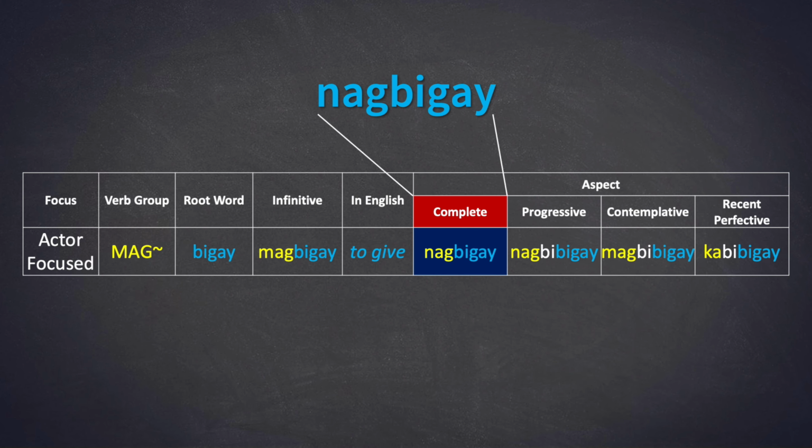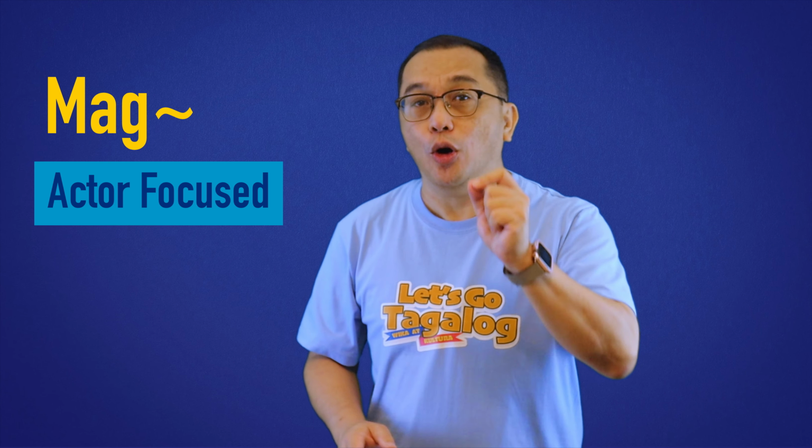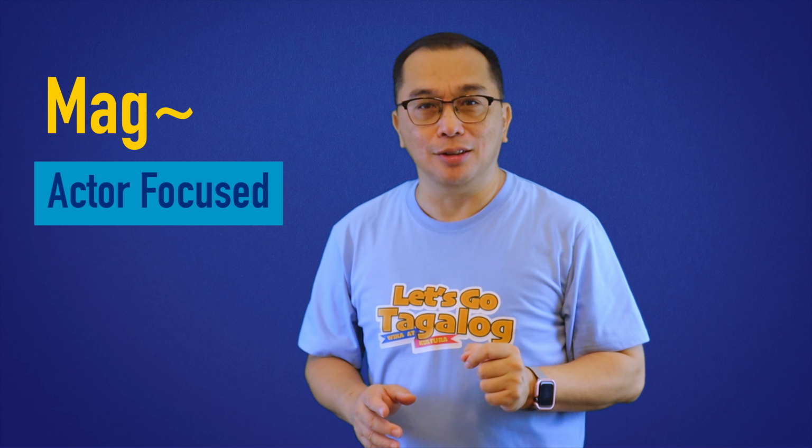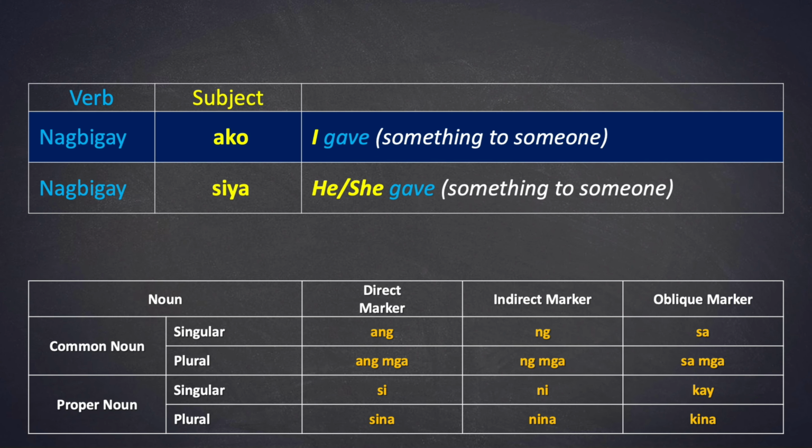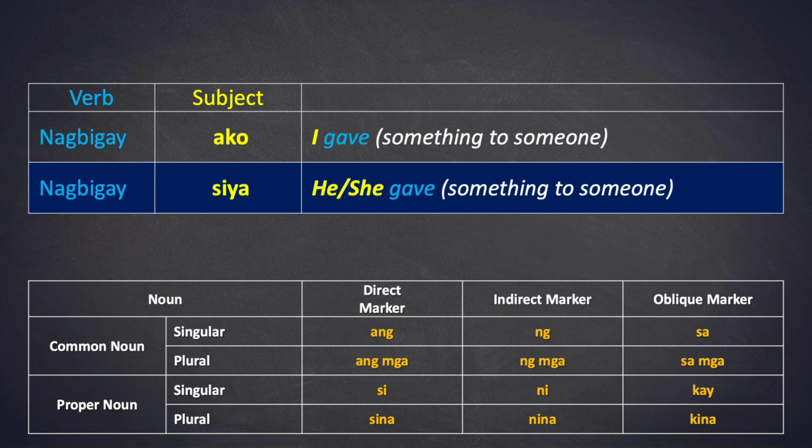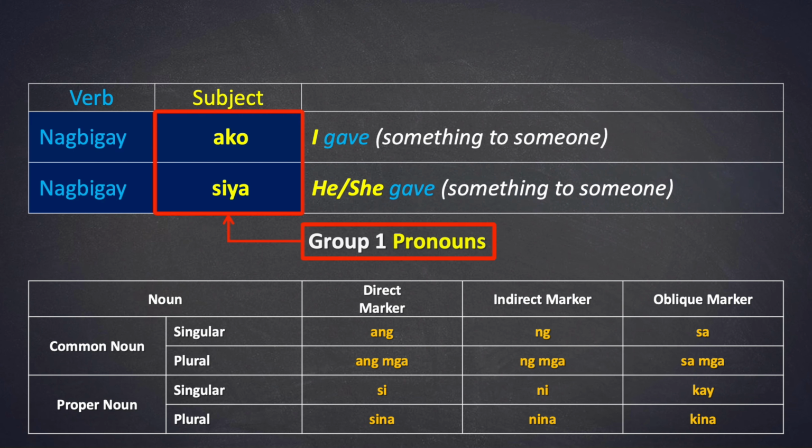Let's use the verb nagbigay, the completed form of the infinitive verb magbigay, to give, an actor-focused verb. Let's start with simple phrases. Remember, mag verbs are actor-focused verbs which focuses on the actor or the doer of the action. Let's take a look. Nagbigay ako. I gave something to someone. Nagbigay siya. He or she gave something to someone. Pretty clear, isn't it? Remember that ako and siya are group 1 pronouns that are used with actor-focused verbs.